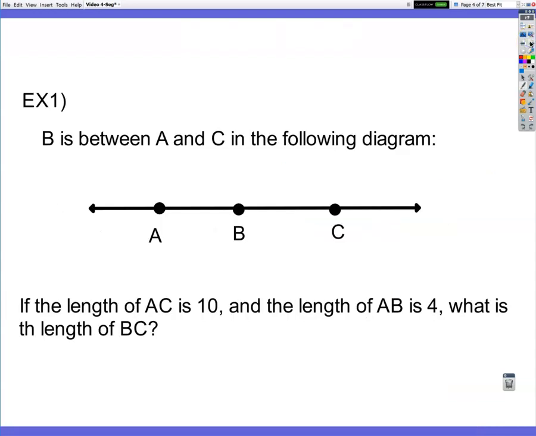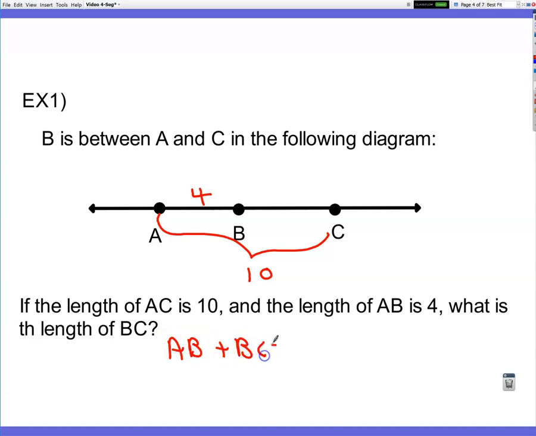All right, now let's see how we can apply this. So B is between A and C in the following diagram. If the length of AC, the entire thing here, is 10, and the length of AB is 4, what is the length of BC? This one, a lot of people could do in their head, but I want you to apply the theorem because they're going to get a little bit more difficult. So we know that if B is between A and C, then AB plus BC equals AC. So what have I been given? I have been given AC, which is 10. I have been given AB, which is 4.